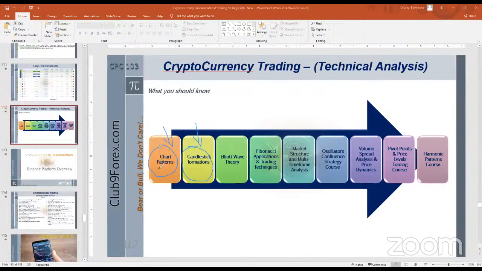And then a little bit of the concept of Elliott wave theory, and then harmonic patterns, and finally the oscillators and the market structure. These are some of the things that we'll look at tomorrow. And I may talk about the volume spread analysis and price dynamics, but what is most important right now is that you go to the website, because I'm not going to be talking about the candlestick formations at all.